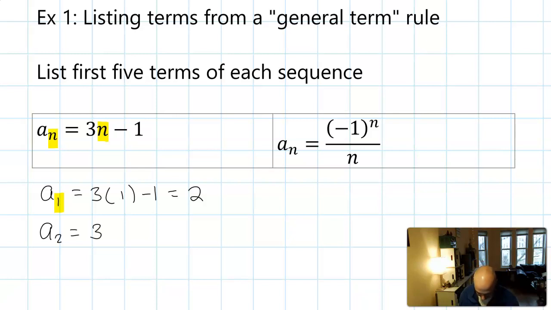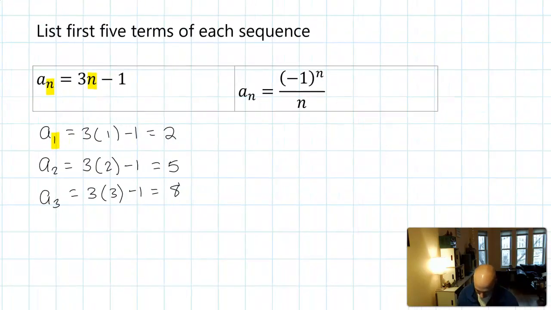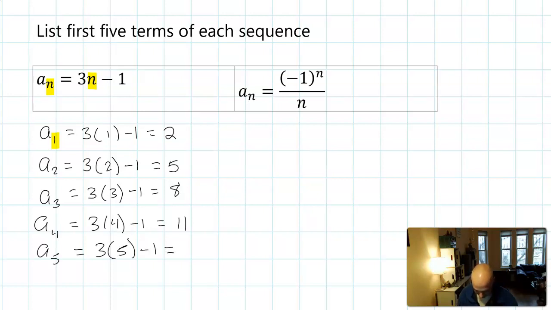A2 would be 3 times 2 minus 1, which is 6 minus 1, or 5. A3 would be 3 times 3 minus 1, 8. It looks like I'm going up by 3s, kind of, which maybe makes sense. A4 would be 3 times 4 minus 1. And the fifth term, A5, would be 3 times 5 minus 1, or 14. So those are the first 5 terms of this sequence: 2, 5, 8, 11, 14.